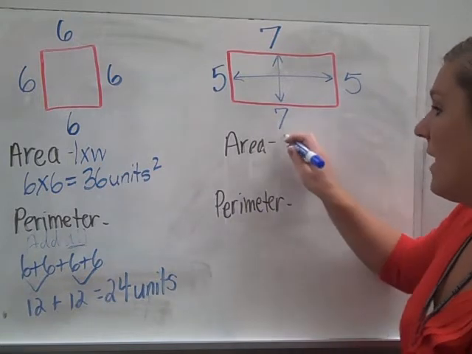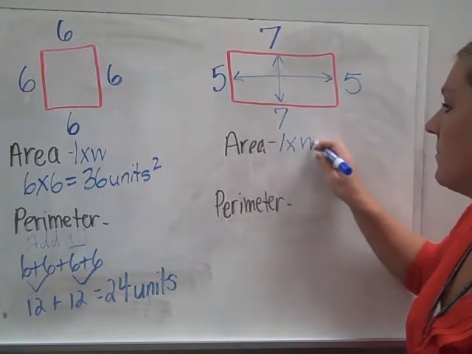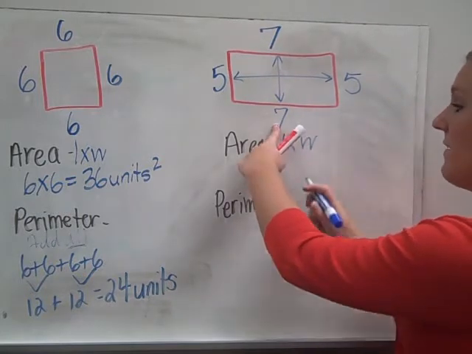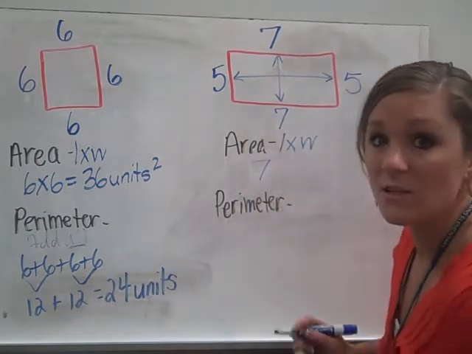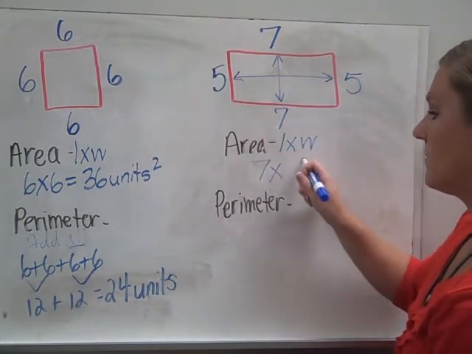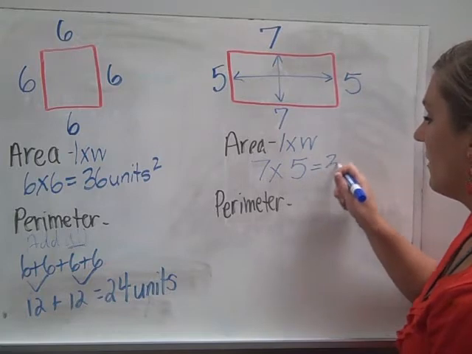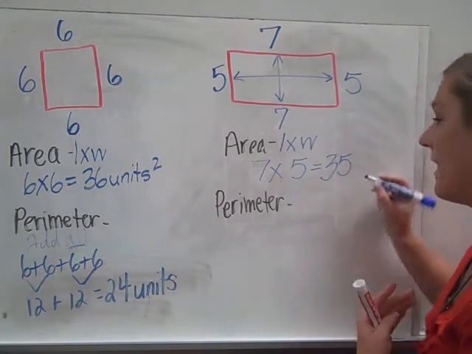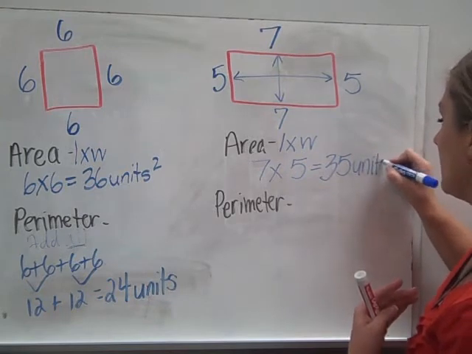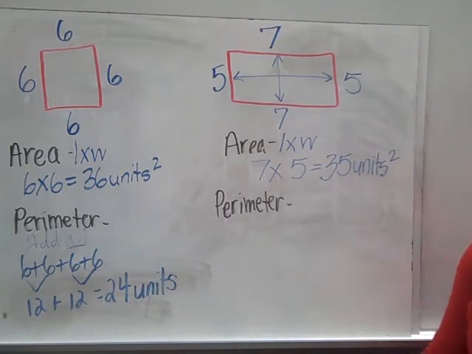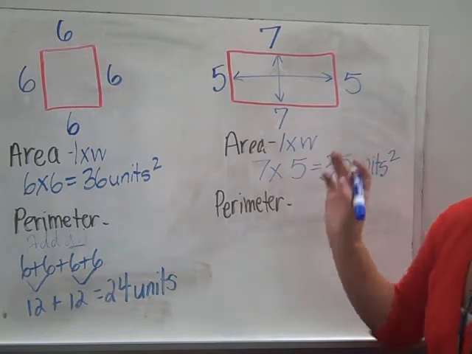So again, the area, I want to find the long side and multiply it by the short side. The long side is 7 because it's larger, times the short side, or the smaller number, which is 5, and I know that that is 35. And because it's area, I need to tell the person that it's units squared. All right? Perimeter, again, I'm going to add up all sides.